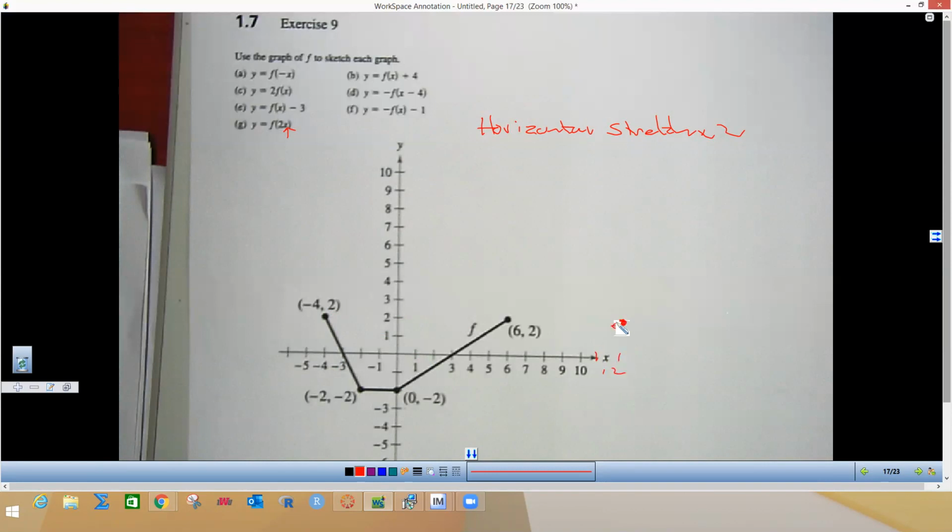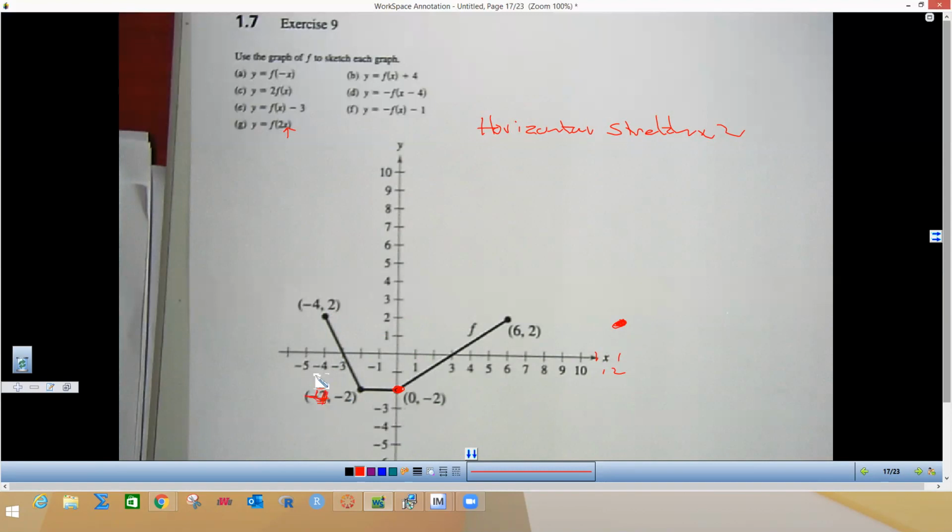Now you're going to see why it's called a horizontal stretch. When I take this times 2, it's still 0. So this does nothing. This point is still right there. When I take that negative 2 times 2, that becomes negative 4, 2. So it becomes over here at negative 4.